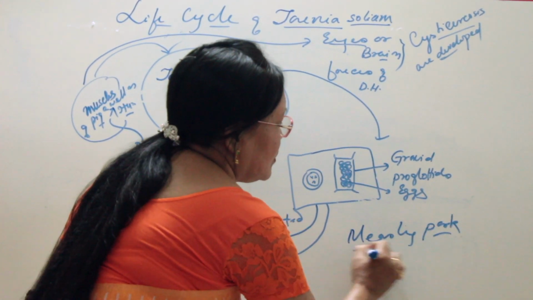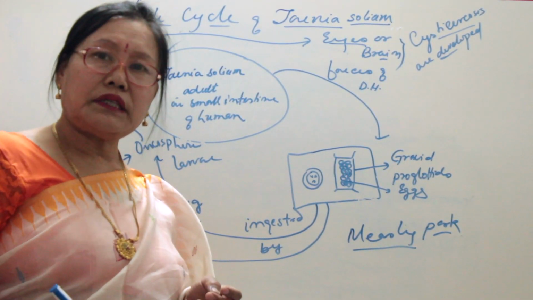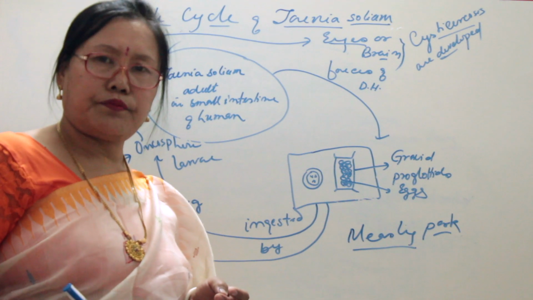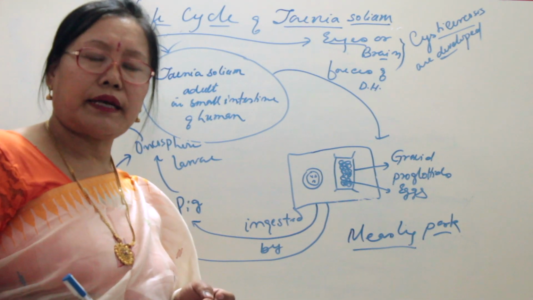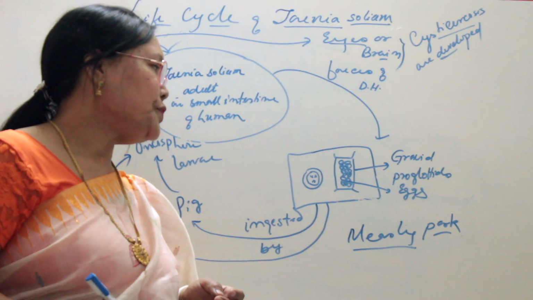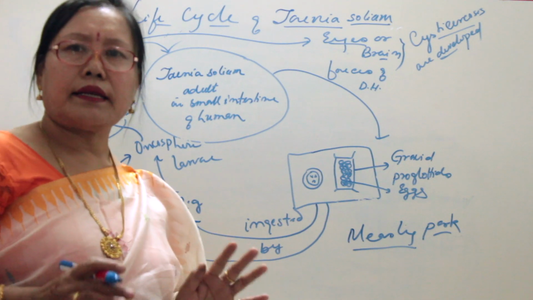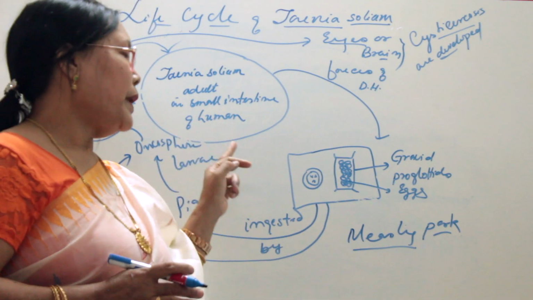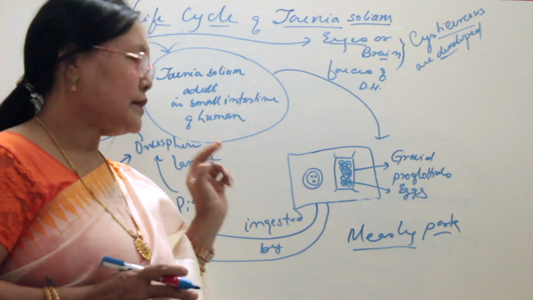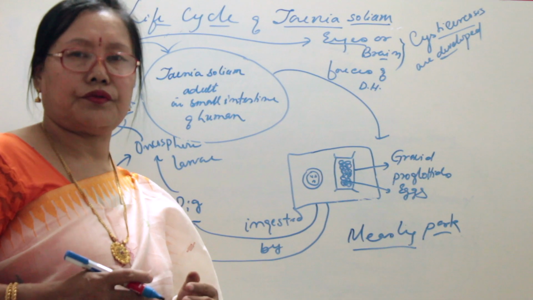Measly pork. Measly pork is the meat of the pig, that is pork, which usually contains these infective stage larvae, which we call measly pork. And man can get infected when man ingests such measly pork raw or undercooked.